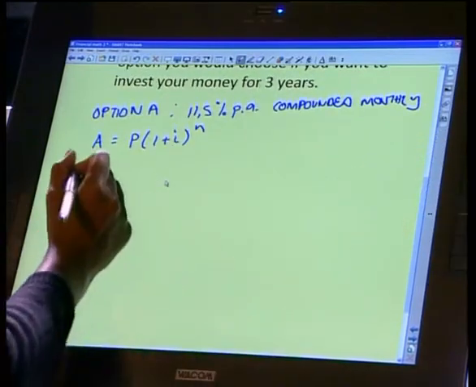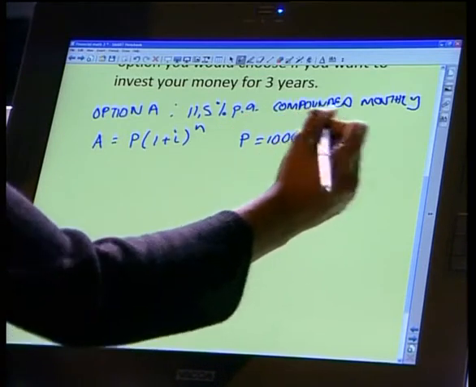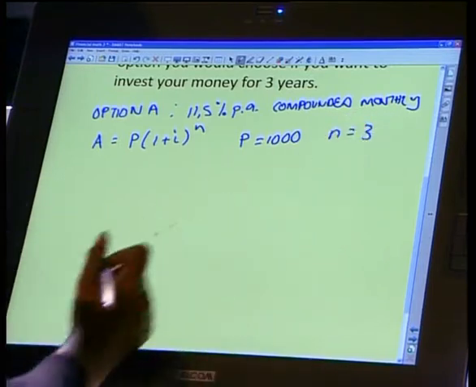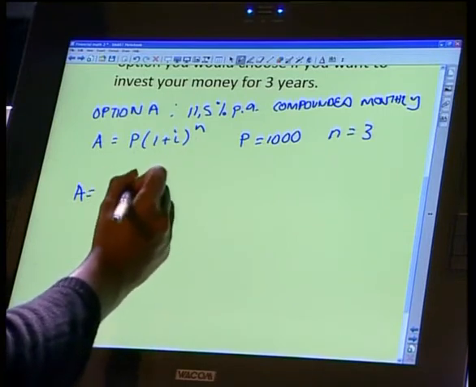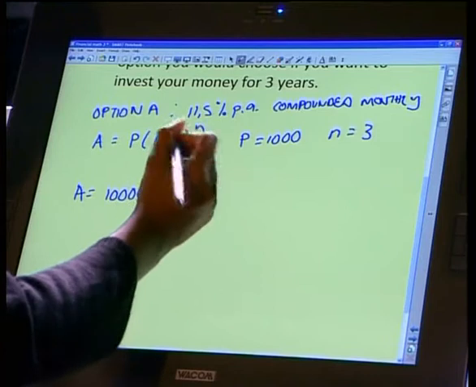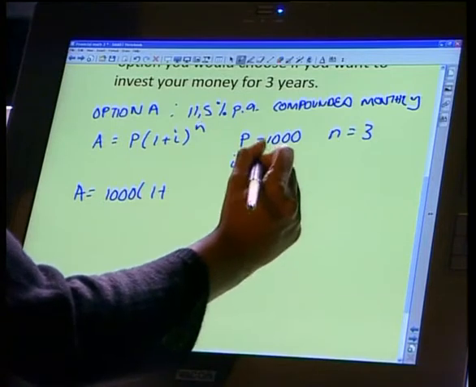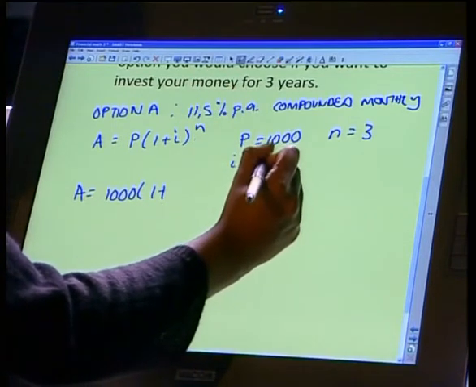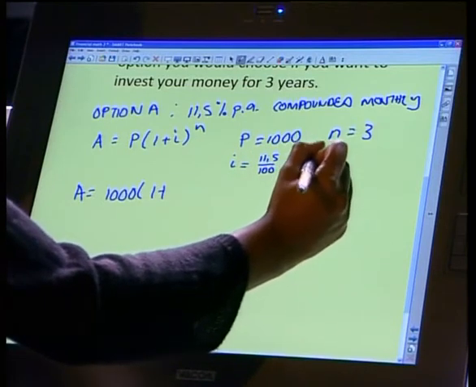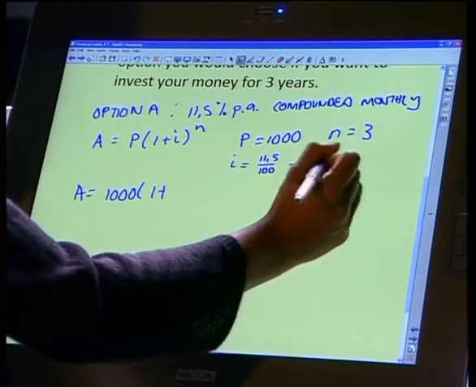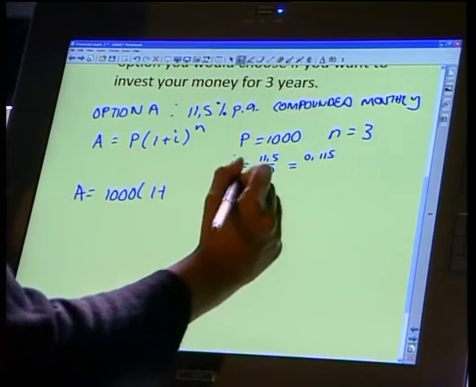Okay, let's do that one first. In every case, our P is 1,000 Rand, and in every case, N is 3 years. For the first one, A is equal to P, we have as 1,000, 1 plus your I. Remember to work out your I, we have to take the interest rate, which is 11.5%. So it's 11.5 over 100, which is equal to 0.115 in decimal form.